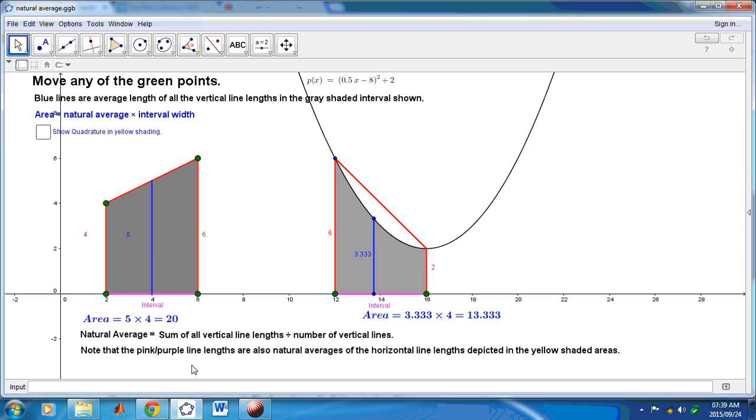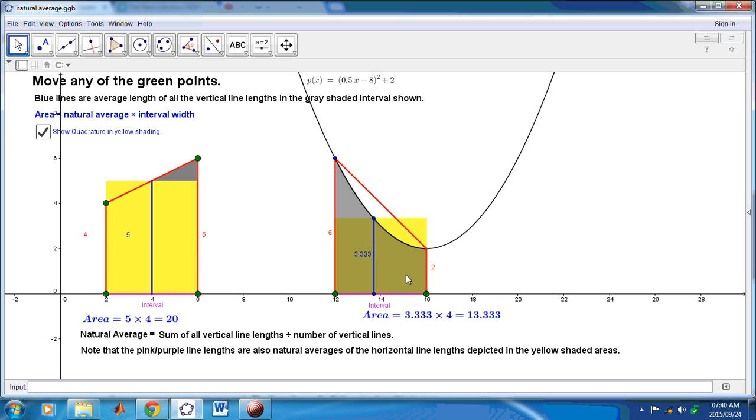Note that the pink or purple line lengths are also natural averages of the horizontal line lengths depicted in the yellow shaded areas. So what we're doing actually when we're calculating area is we're taking this irregular gray area and changing it into a rectangle. Do you see that? So blue now is the average length of all the vertical lines, and this pink line is the average of all the horizontal line lengths.